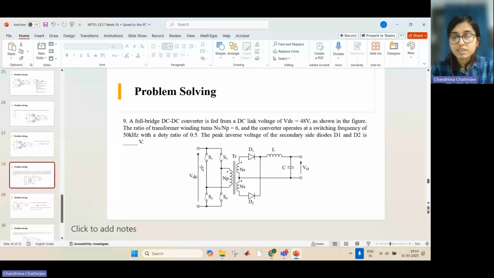So this is a full bridge converter. This is one half bridge, this is another half bridge. The duty ratio is given. They have asked the peak inverse voltage across the diodes D1 and D2. Okay. So for any of them actually.